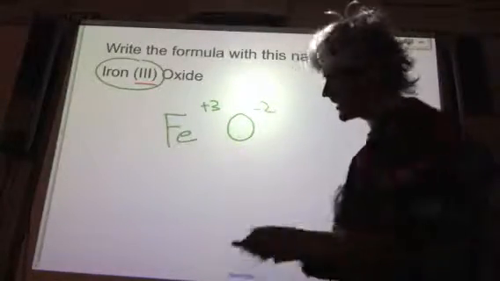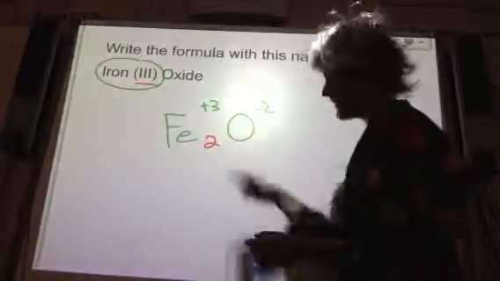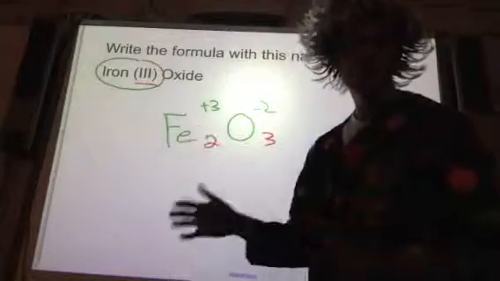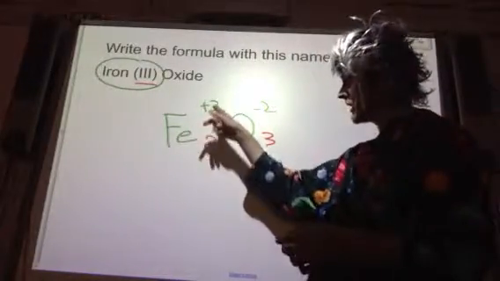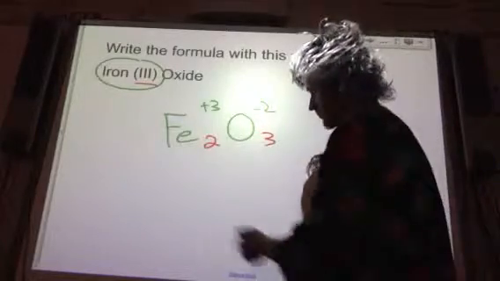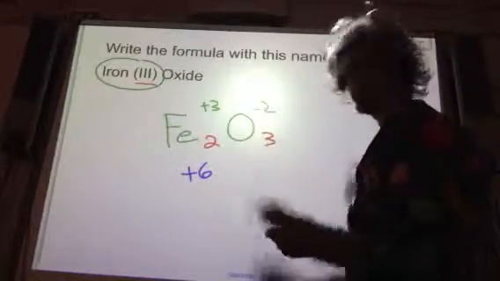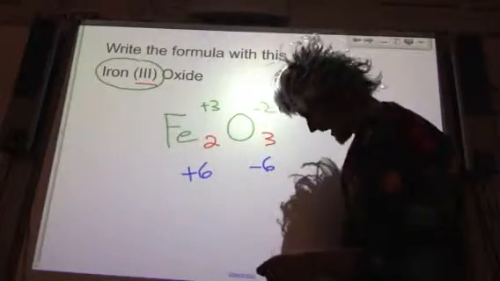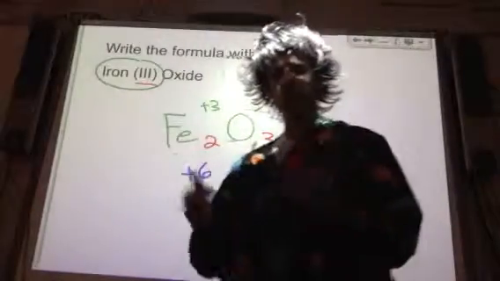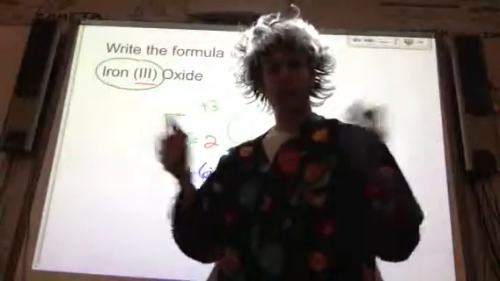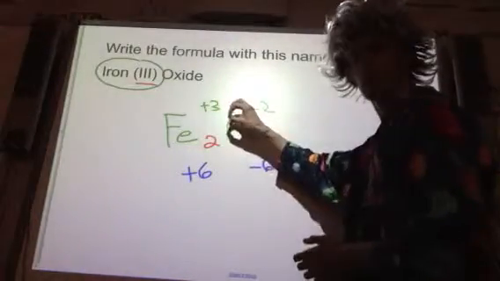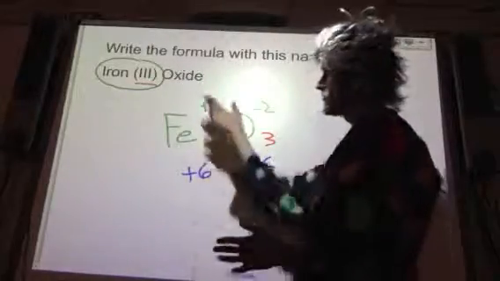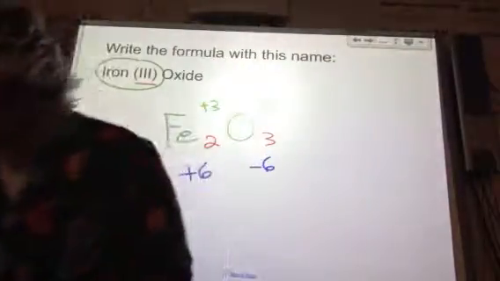Remember the trick that we just did? The 2 can go here. The 3 can go here. And here's another way to check it out. The overall charge has to be neutral, right? Plus 3 times 2 is a plus 6. Minus 2 times 3 is a minus 6. If I have 6 apples and I take 6 away, how many apples do I have? Correct. 0. Alright. So the formula is Fe2O3. It's exactly right.